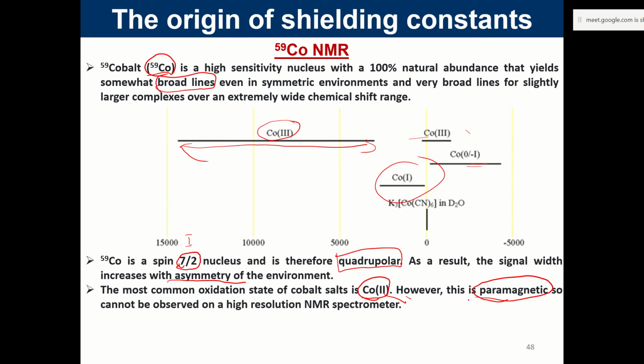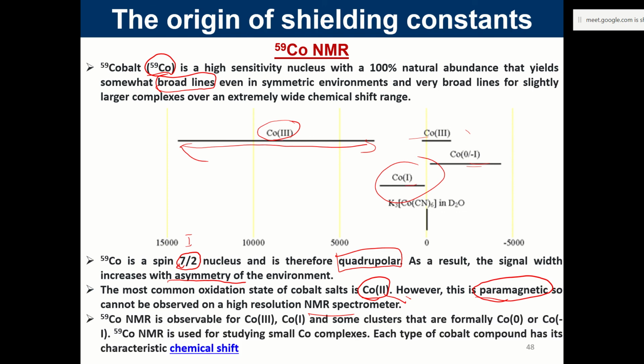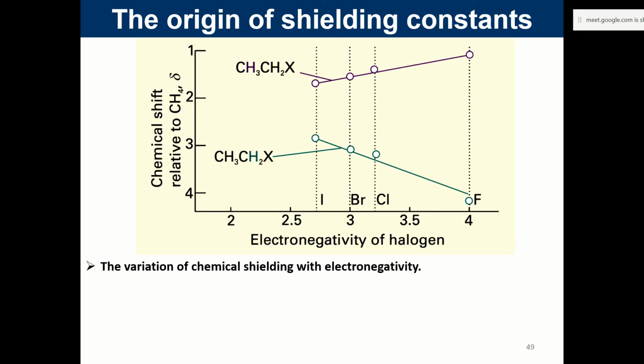So in the ground state you have an unpaired electron, and it cannot be used for NMR. So the cobalt complex that is used for NMR is cobalt(III), cobalt(I), which has no unpaired electrons present. So the observable species for 59Co NMR are Co(III), Co(I), Co(0), the 0 oxidation state, and -1. But cobalt(II), which is the most common oxidation state, you cannot do NMR for that. It is paramagnetic, and you won't get any signal for that.